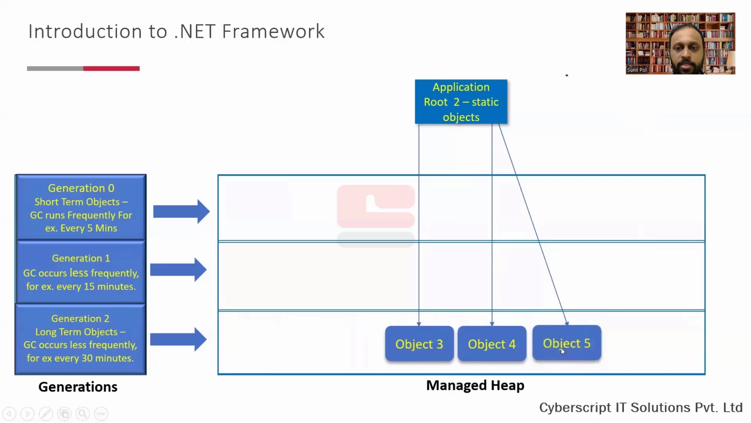So these are the objects that survived generation 0 and generation 1 multiple times. That's why they get shifted to generation 2. These are the long-term objects which are required in our application. So this is the whole algorithm followed by the garbage collector.